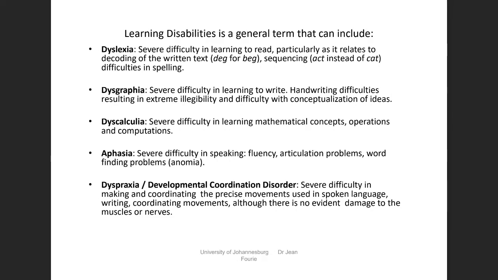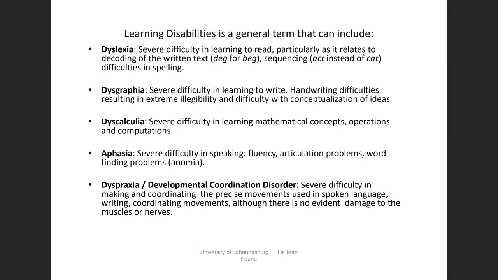Dyscalculia is severe difficulties with maths, particularly concepts of mathematics, the operations, the ability to understand numbers and what numbers mean, and to add, subtract, do the operations with numbers, to estimate numbers, to figure out things like geometry. So a child who has severe difficulty with that might be diagnosed with dyscalculia.